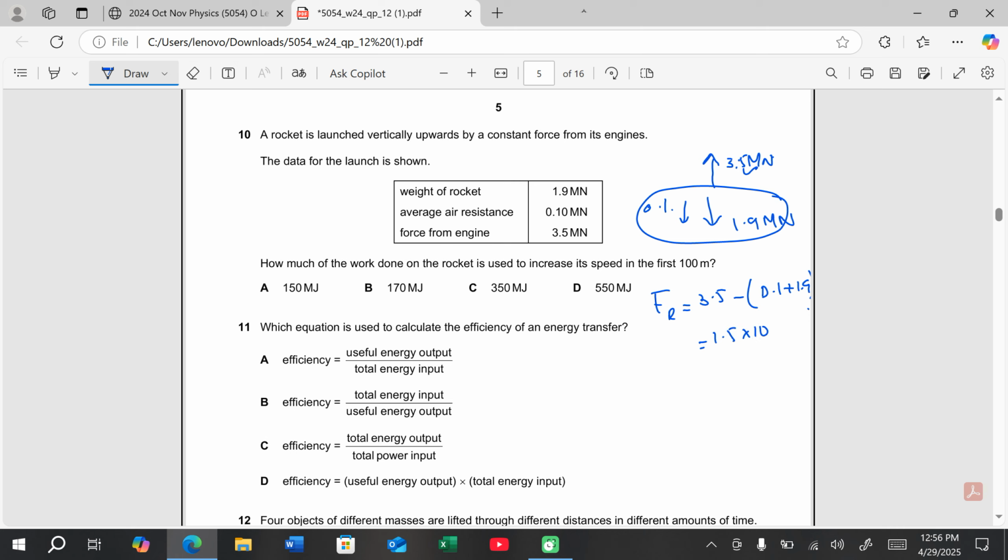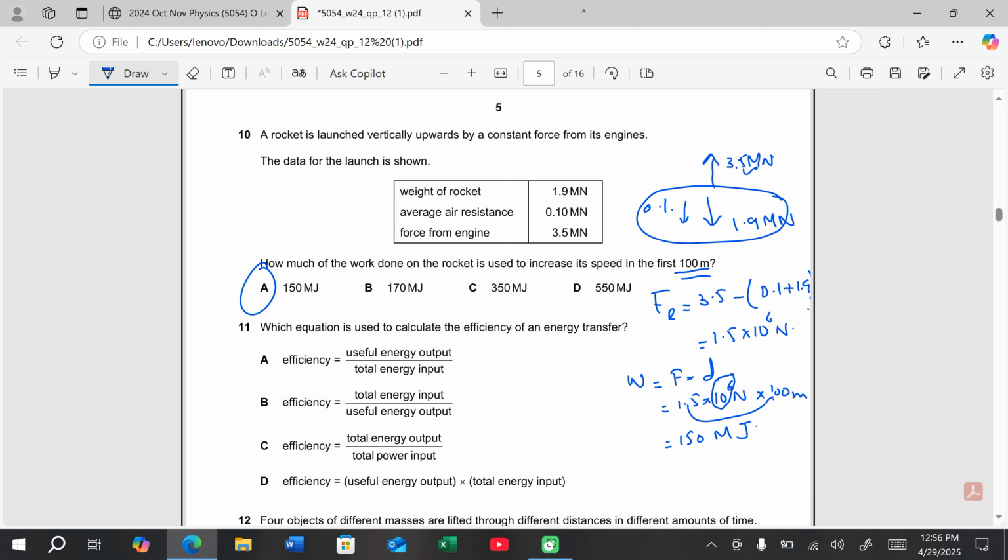Mega is 10 raised to power 6 newtons, and you'll multiply this with the distance because work done is force times distance. So I'm going to apply this force here, and I'm going to take 100 as the distance. Since the answer is given in mega, I'll keep this as mega, I'll multiply these two, so this is going to give you 150 mega joules.